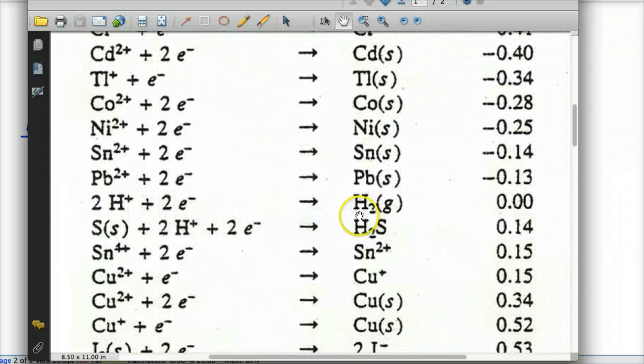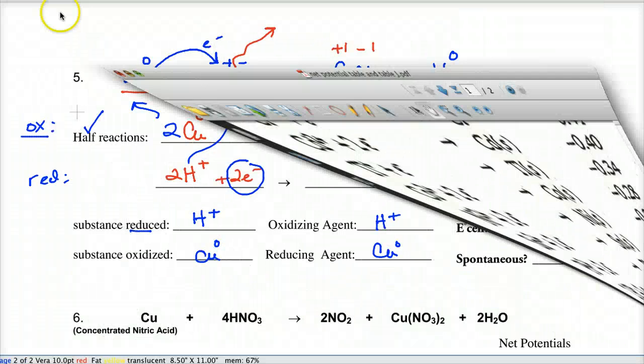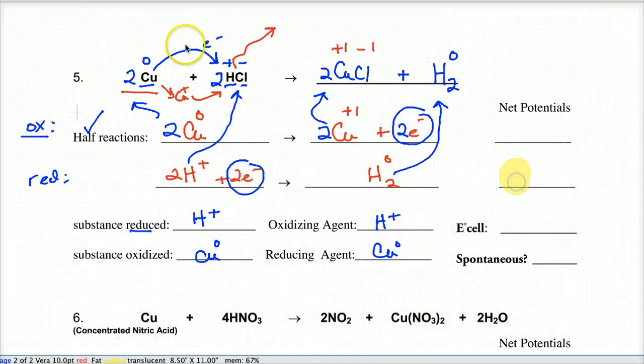That's going to be 0.0. Why is it 0? Because that's the half reaction that all of the other net potentials are based upon. So that's the reference point, so to speak. And we're going to do copper now, oxidizing.